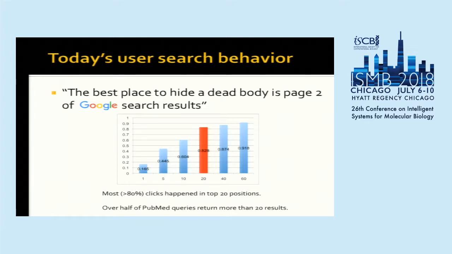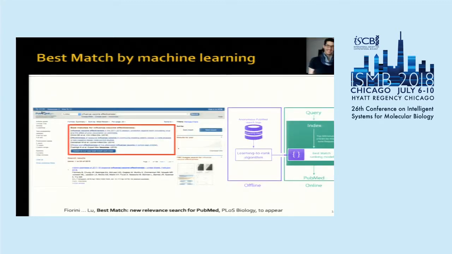Because of this, about 2 years ago, Nicholas Fiorini, in this picture, a postdoc in my lab, started working on this. He adopted a machine learning technique called learning to rank to try to beef up and return the most relevant articles in PubMed.